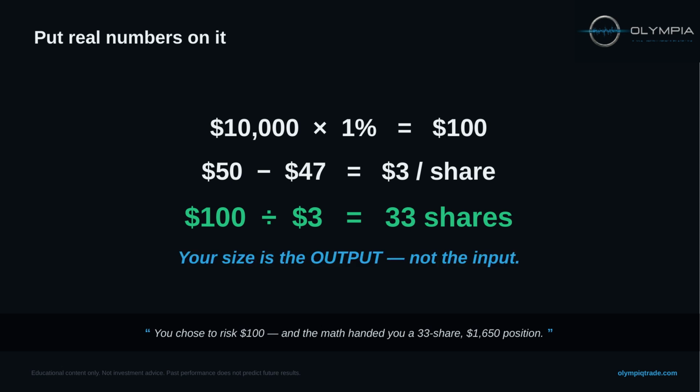And this is the point of the lesson. Your size is the output of the math. It's not a guess. You chose the loss. The math handed you a 33 share, $1,600 position.